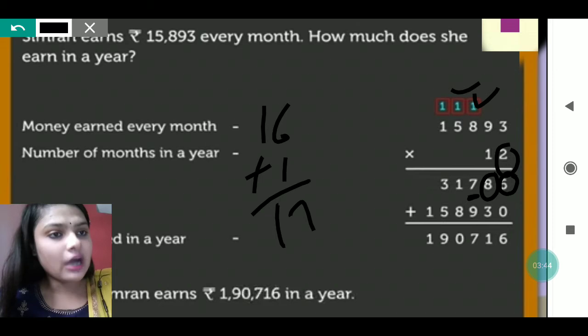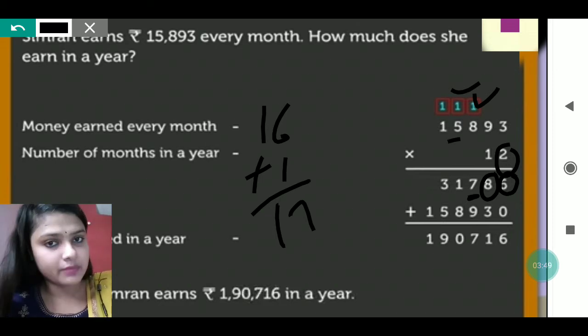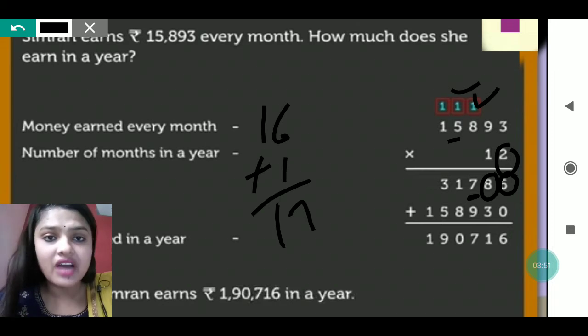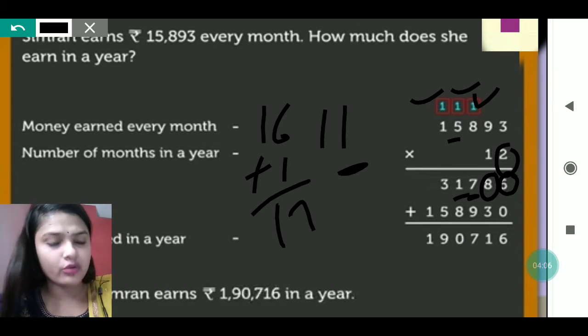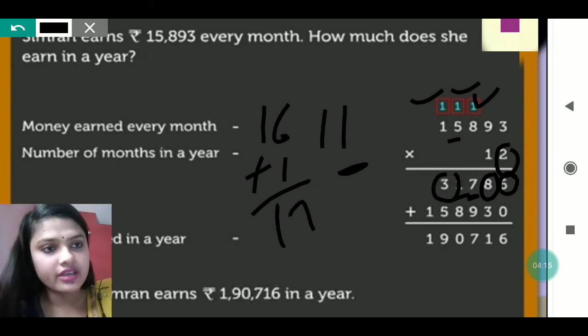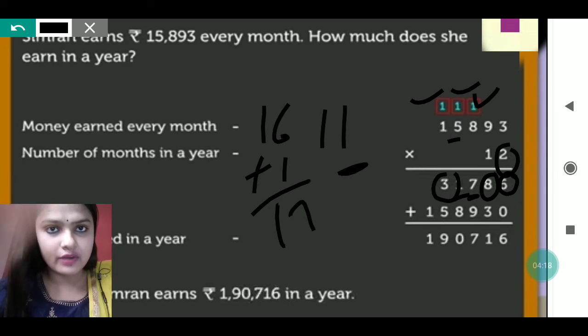Now the 2 table we have to read 5 times, or the 5 table 2 times. So 5 ones are 5, 5 twos are 10. So 10 plus 1 is 11. 11 is a 2 digit number, so I take the carry: 1 I am writing up and 1 I am writing down. Now 2 ones are 2, plus 1 because 1 was left, we add that 1. That is 3.